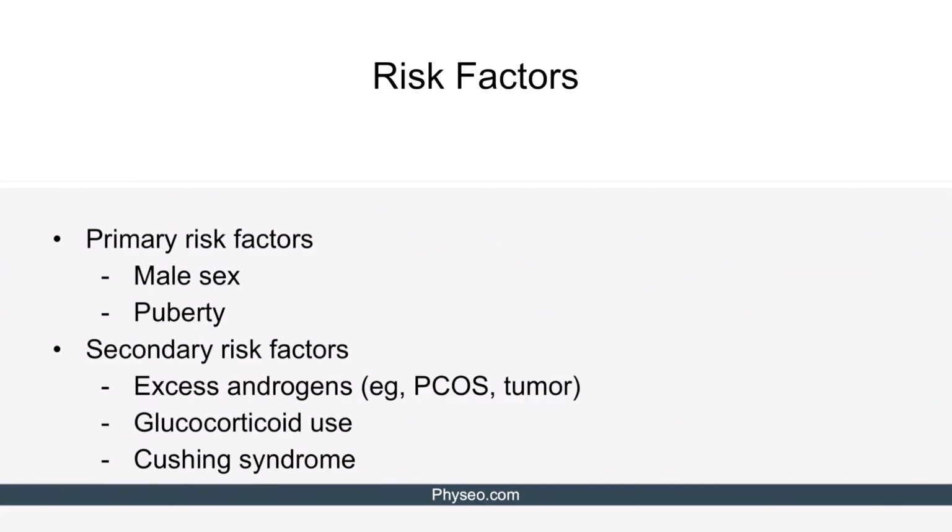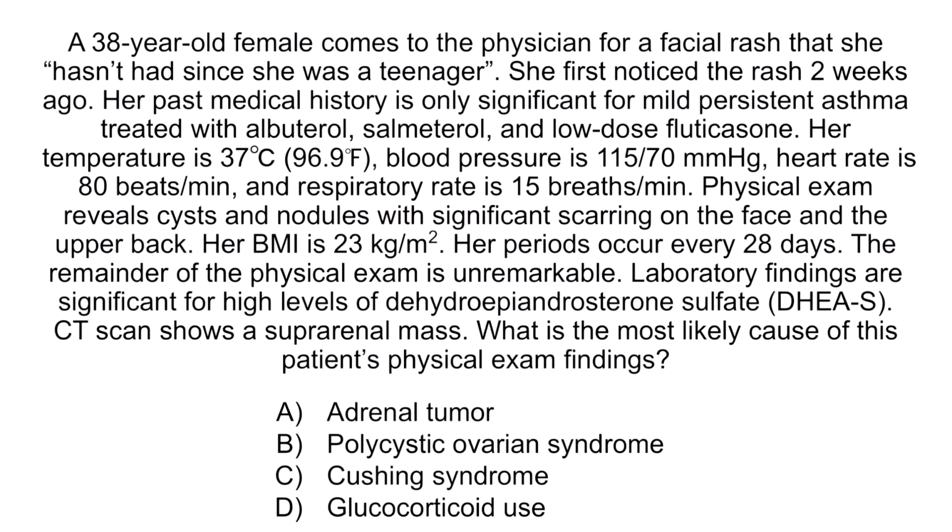This is the slide that we discussed earlier in the lecture reminding us of secondary causes of acne. Let's now discuss why the other answer choices are incorrect. Answer choice B, polycystic ovarian syndrome, can certainly cause acne due to hyperandrogenism. However, PCOS is usually characterized by slower onset of acne and obesity and irregular periods. And this is not true of this patient, who has regular periods and a BMI of 23.